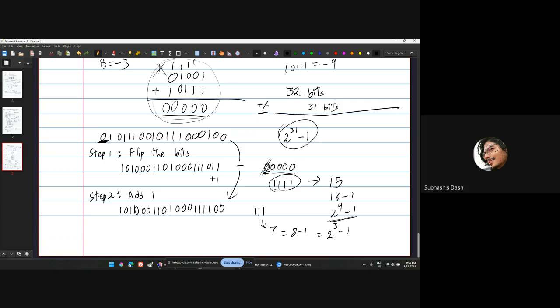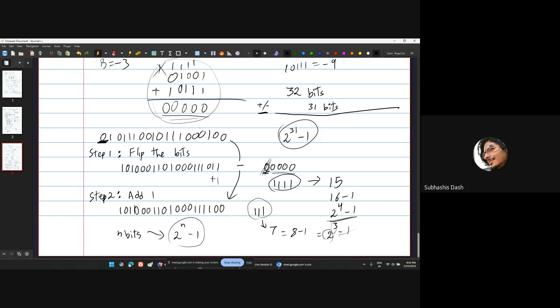So the pattern is the number of bits that we are using. The maximum number that we can get is 2 to the power that number minus 1. So for n bits, we can get 2 to the power n minus 1 as the biggest number. Is that clear? Yes. So now, if we apply this formula to the 31 bits, what will we get? We get 2 to the power 31 minus 1. So this is the biggest number.